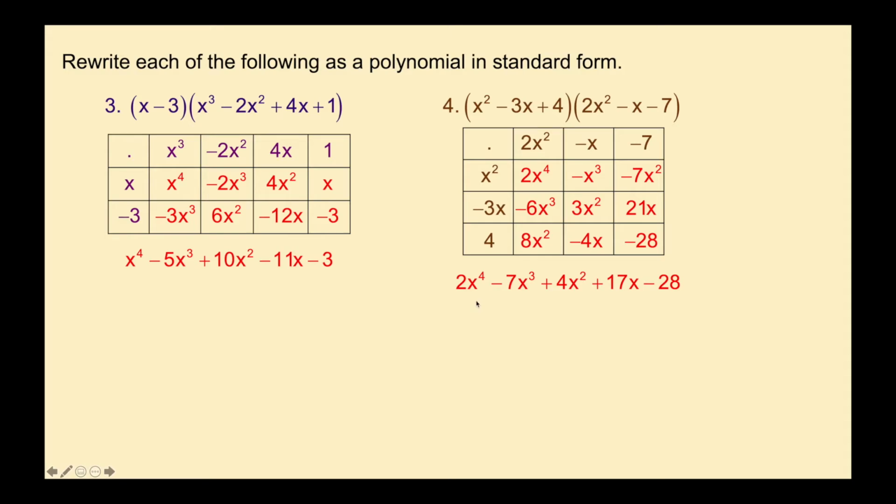And then for 4, again, I want to confirm that my diagonals are working out properly. If they're not, then I know that something went wrong, and this answer should be 2x to the fourth minus 7x to the third plus 4x squared plus 17x minus 28.